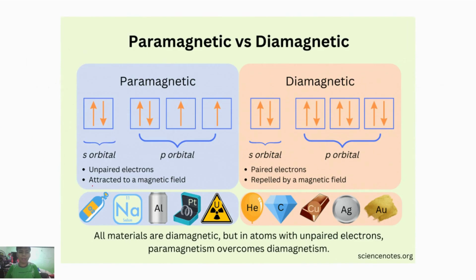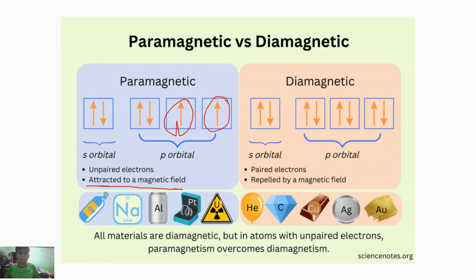Now, when we say paramagnetic, it attracts to a magnetic field. Mag-attract siya sa magnetic field. Magnetic sila. If you could see here, half filled lang sila. Merong mga unpaired electrons. Okay?